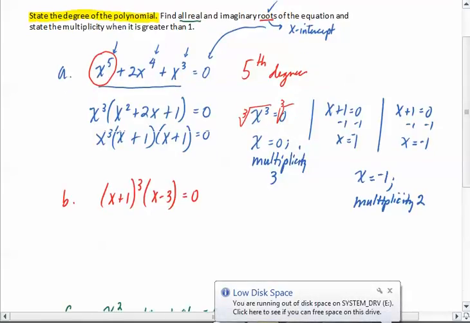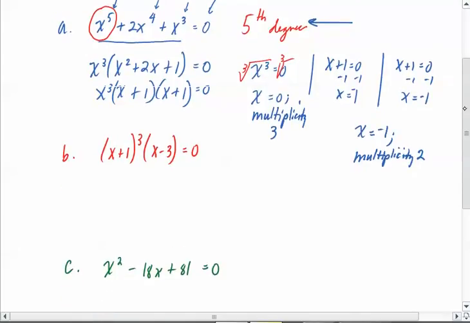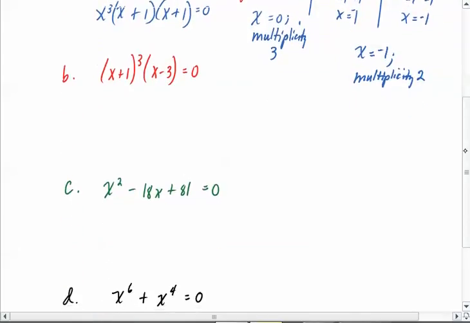Now, by the way, let's take a look at all of our roots. We should end up with 5. The reason is it is a 5th degree polynomial. All right, we have 0 showing up 3 times. We have negative 1 showing up twice, in theory, basically. Okay, let's take a look at the next one.